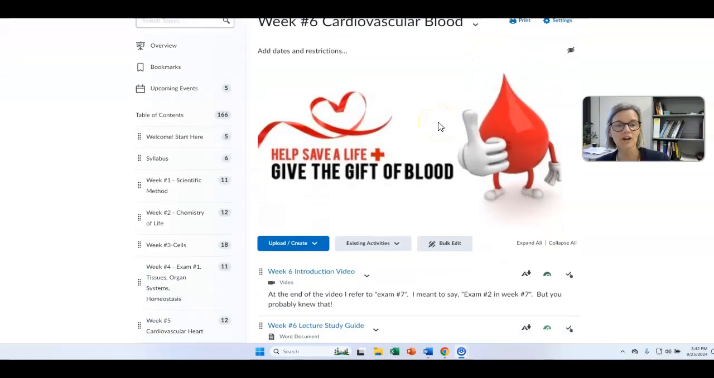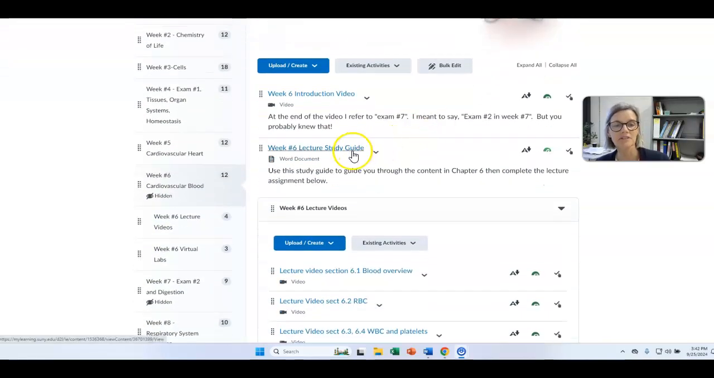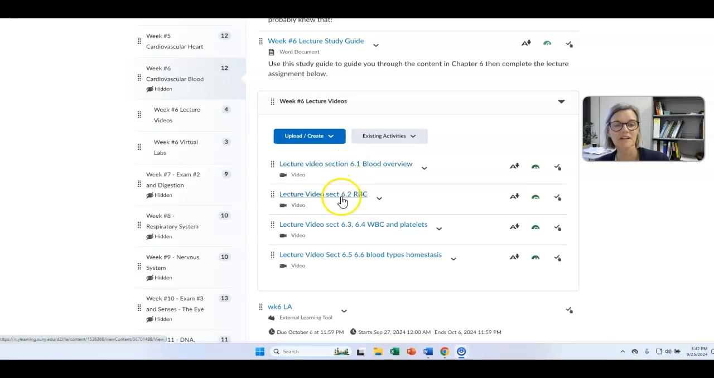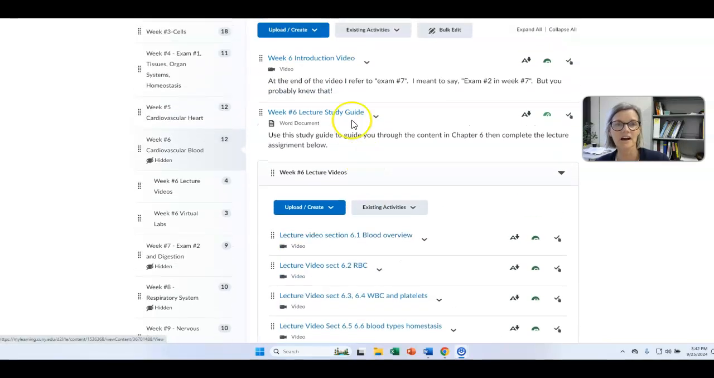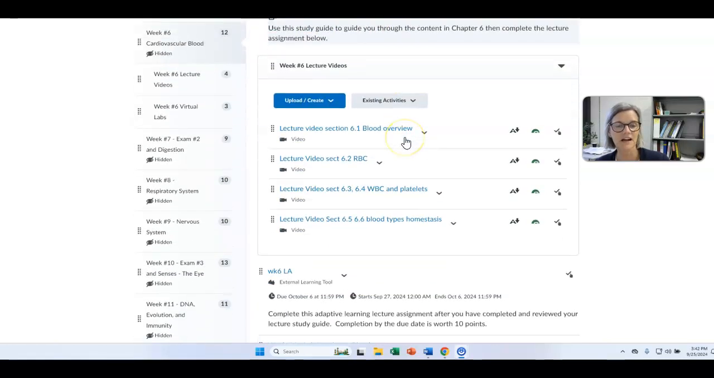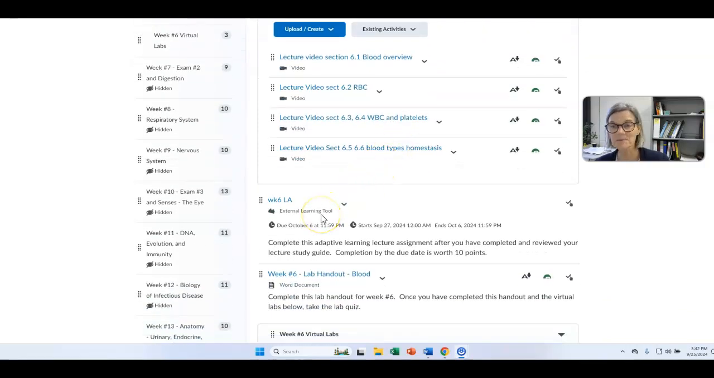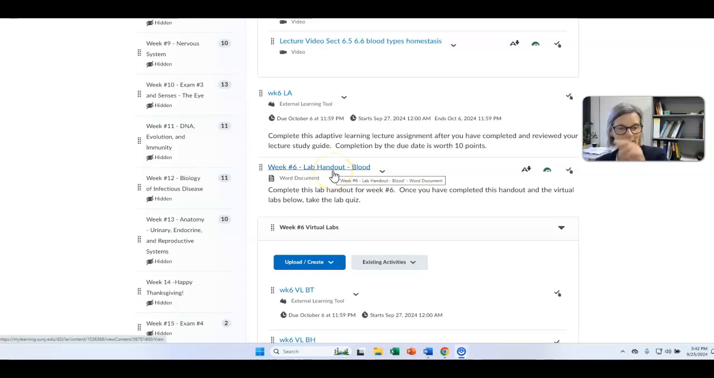Meanwhile, we're going to be doing cardiovascular and blood. There's a lecture study guide and several videos to watch that cover the content on the lecture study guide. There's a lecture assignment, one of those adaptive learning ones that you've done before, and a lab handout on blood.